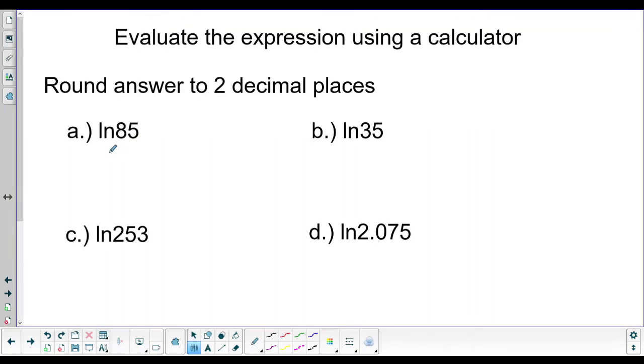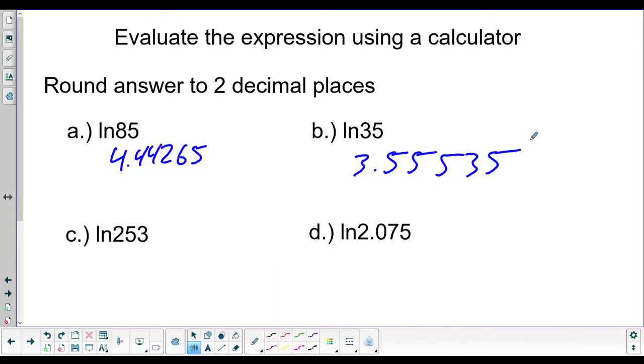For this one, it is 4.44265. And then these are really just typing into the calculator. There's not any trick to it. You just type it in, and then you write the answer to however many decimals your calculator gives you, or however many decimals the problem asks you to write it to.